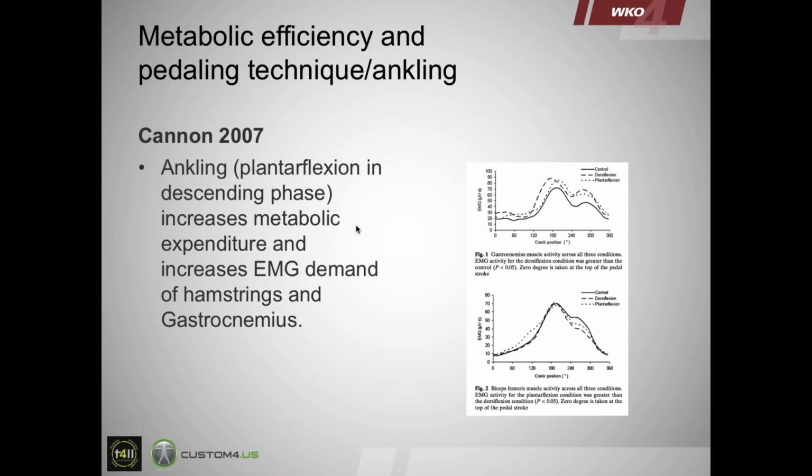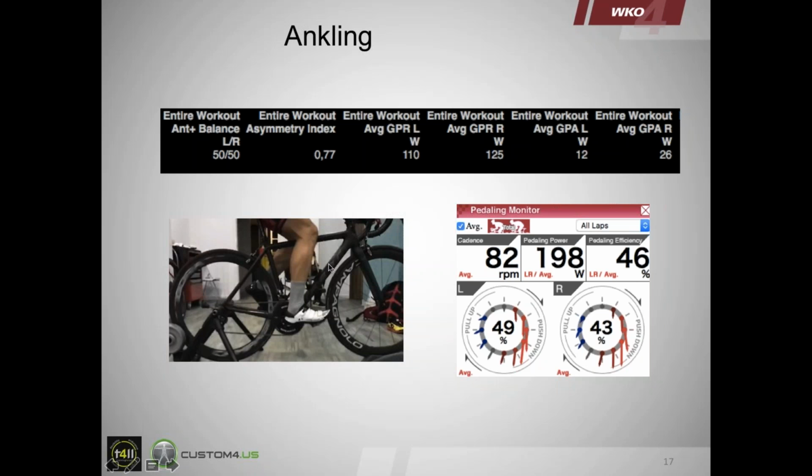There is another interesting study by Cannon in 2007 that explained that ankling, which is when the heel drops at the power phase over the 3 o'clock position in the pedaling circle, increases the EMG of the hamstrings and gastrocnemius, and obviously increases the metabolic cost. In this case, we can study it with the pedaling metrics of WKO. For example, you can see here how the heel drops at this point of the pedaling phase, the power phase, and what happens when that occurs. You can see how the GPA of the right leg increases.